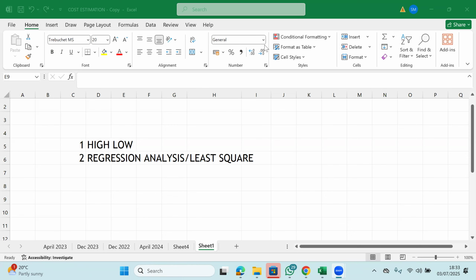So what is the high and low method, or how does this approach basically work as far as cost estimation is concerned? Maybe we can have our discussions from there. How does this technique work? What is this technique? And of course, then we can do an example on the same.